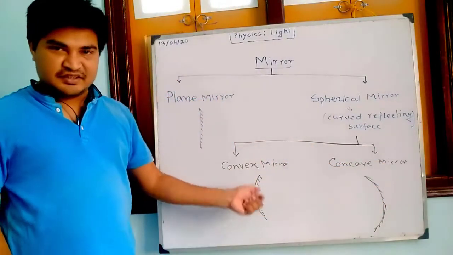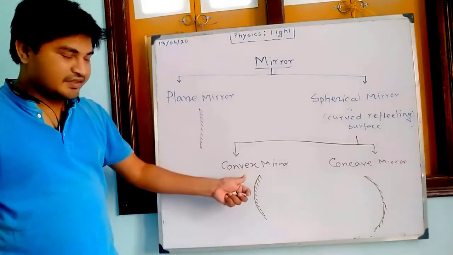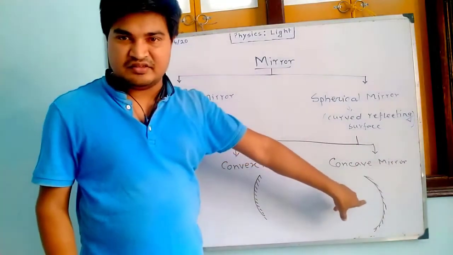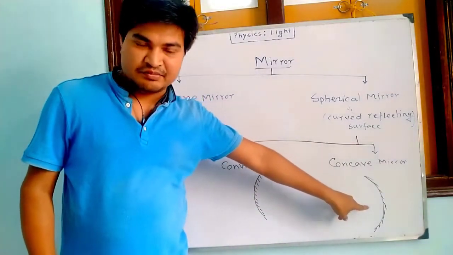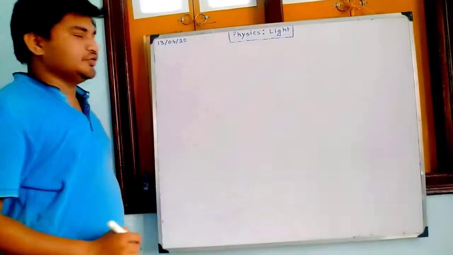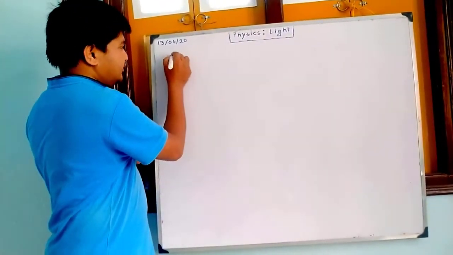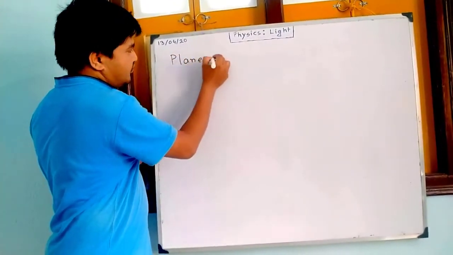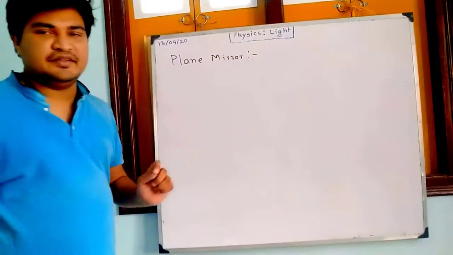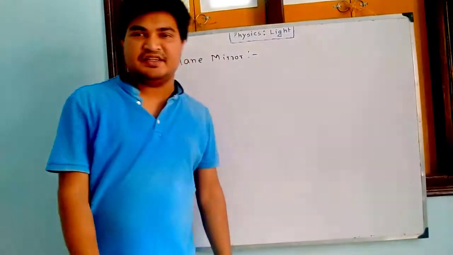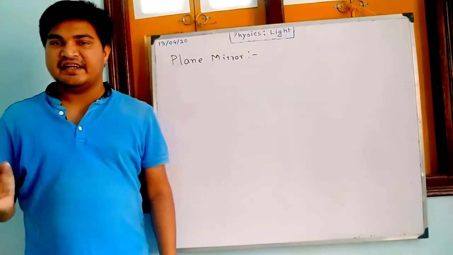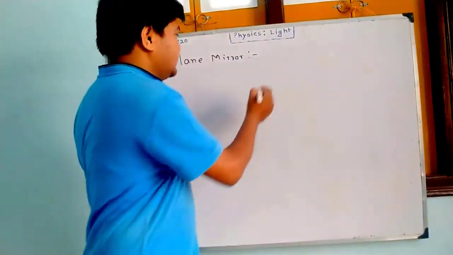So what is a convex mirror? The type of mirror that has a curved reflecting surface in the outward direction. And a concave mirror has a curved reflecting surface in the inward direction. So next, plane mirror. It is a type of mirror that has a plane or flat reflecting surface which produces an erect and virtual image of an object.